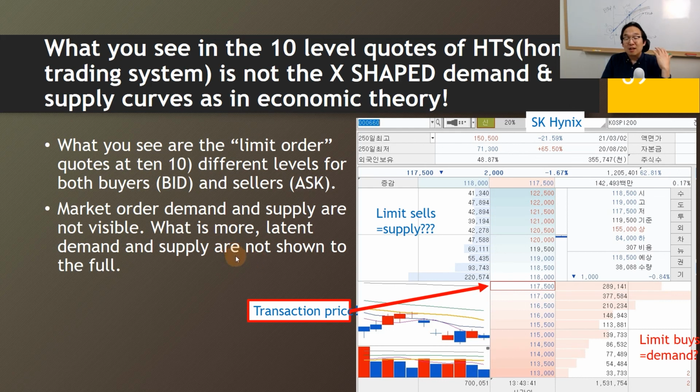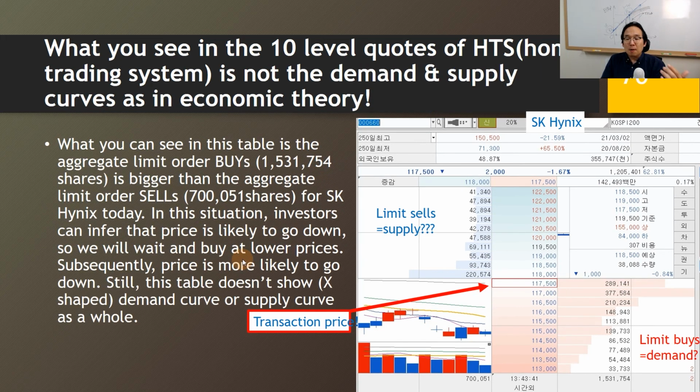in the theoretical argument. Some of you who have been trading a lot may be familiar with this idea. If you look at the aggregate limit order amount on the sell or ask side, which is 700,000 over here, and then the aggregate limit buy orders, how many shares? 1.5 million shares. What can you infer from that? Superficially, what you see is that aggregate demand is bigger than aggregate supply.